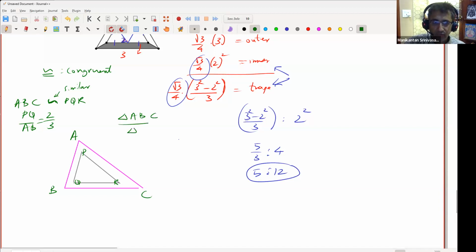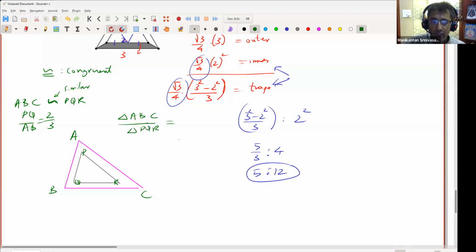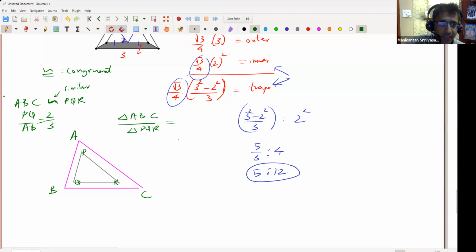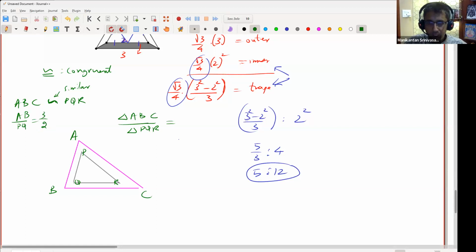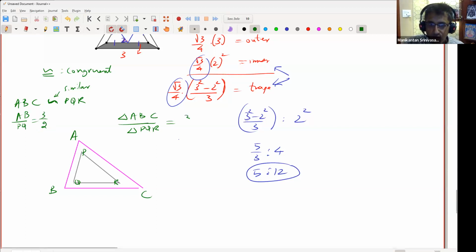Then, as an implication of that, the area of the triangle ABC versus the area of the triangle PQR will be in the ratio, I'll say 3/2, so that it's consistent. So AB by PQ is 3:2. The bigger one to the smaller one is 3/2. Then the area ratio will be 3/2 whole squared. If in the linear dimension the ratio is 3:2, in the area dimension, which is the square dimension, the scale factor squared will be the ratio of the two areas.